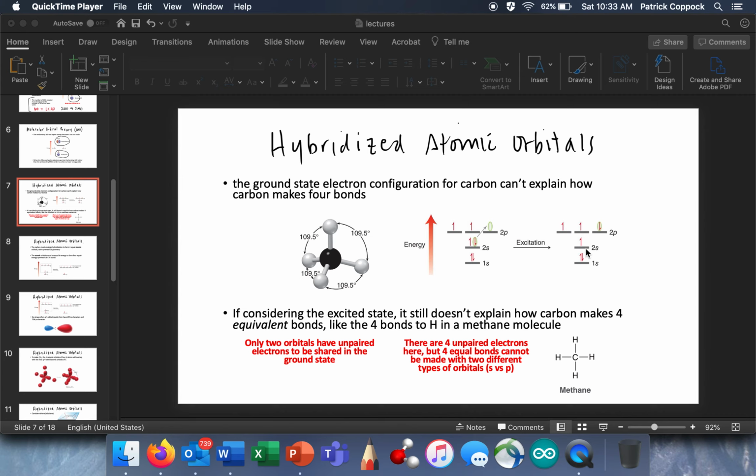Okay, so now we get to the big deal. Hybridized atomic orbitals. This is going to be a slightly longer video. It's very foundational for what we're going to be studying. We got this in Principles 2, Chem 2, Gen Chem 2, but we didn't make much of it, and we need it here.